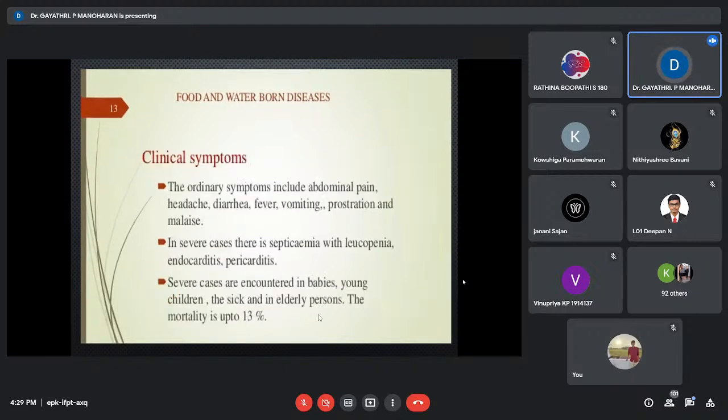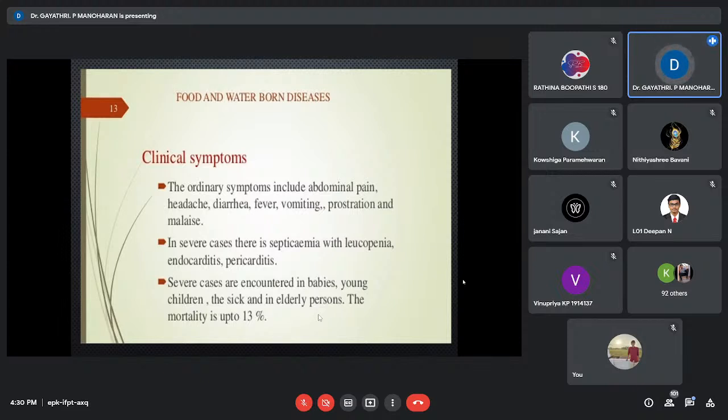Okay, the next one is clinical symptoms. How can you identify or how can you guess that this may be salmonellosis? What are all the symptoms caused by this specific infection? The ordinary symptoms include abdominal pain, headache, diarrhea, fever, vomiting, prostration and malaise. See, prostration is nothing but the feeling that we have to lie down always. We don't want to do any work. And malaise means feeling very tired. It's called malaise. Okay.